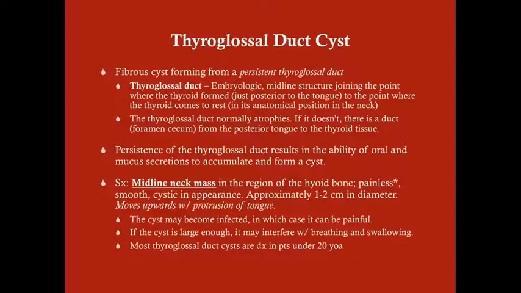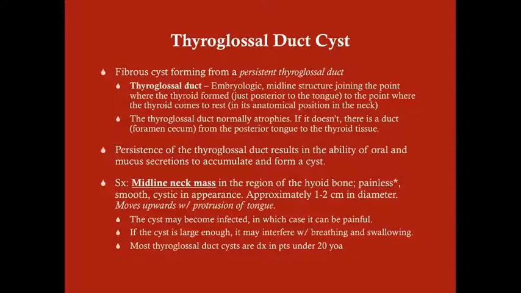The thyroglossal duct is an embryologic structure, and it connects the point where the thyroid forms, which is posterior to the tongue, and it proceeds all the way down to where the thyroid comes to rest, which is in its anatomic position in the lower neck. So if you travel that space from the posterior tongue to the thyroid where it's in the neck, there's this duct that connects the 2 points.